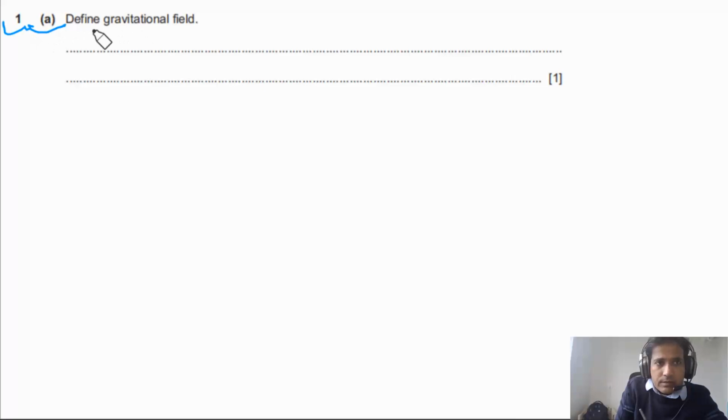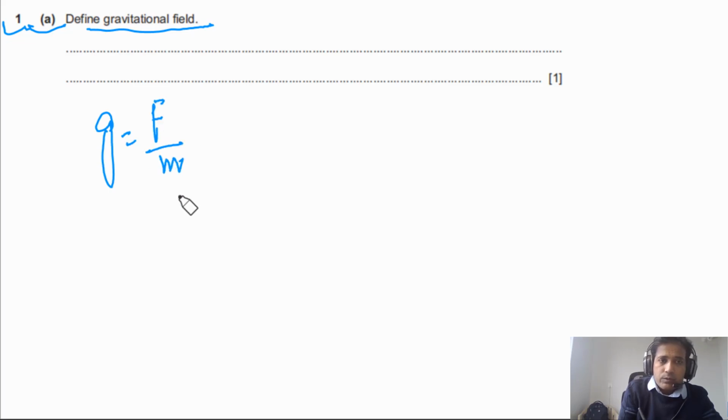Question 1, part A says, define gravitational field. This is a typical question. You need to understand how to define gravitational field. For Cambridge A-Level Physics, you simply need to say it is the force per unit mass. This is how you need to define gravitational field, and it is written very clearly in the specifications. So simply say force per unit mass.